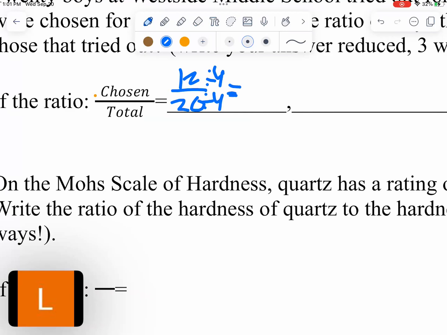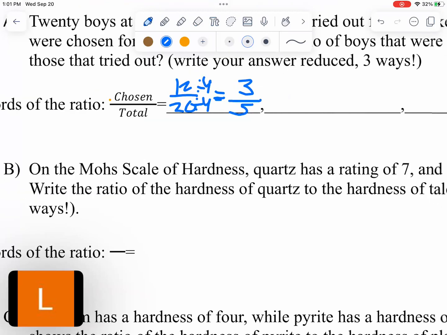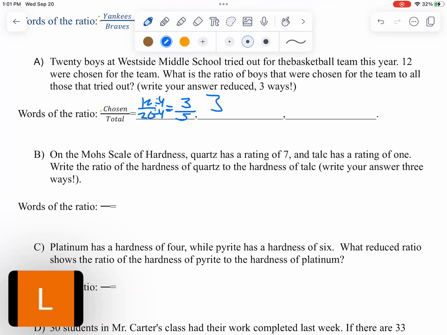So 12 divided by 4 is 3, and 20 divided by 4 is 5. So it's 3 to 5, 3 out of 5, and 3 to 5. Okay. And that's what I'm wanting on the rest of them, basically those kind of steps right there.